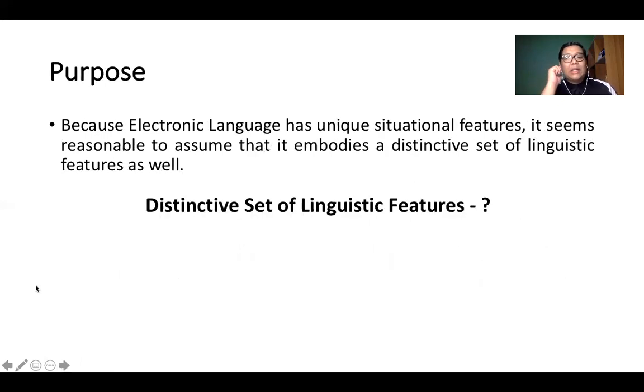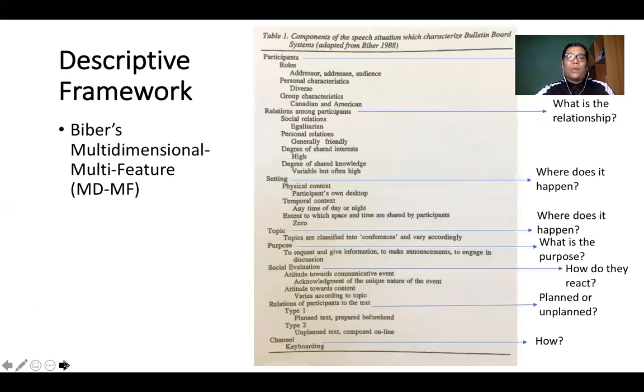Now, because electronic language has unique situational features, it seems reasonable to assume that it embodies a distinctive set of linguistic features as well. Because of the different situational constraints and other limitations with the use of language electronically, there is this distinctive set of linguistic features. But the question here is, what is this distinctive set of linguistic features and what is it composed of? So that's something that we need to understand also as we course through the study of electronic language.